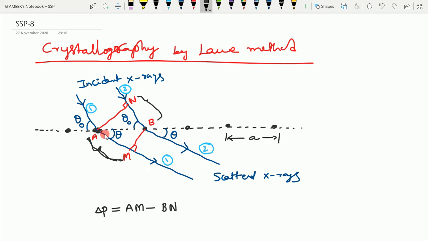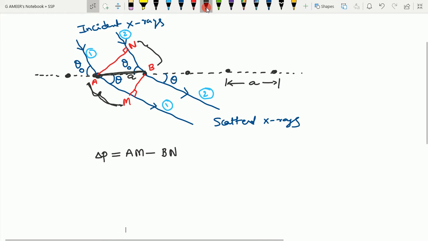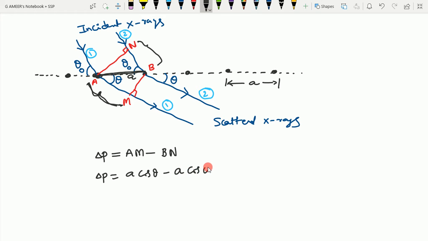Obviously I know this length, which is A. Applying cos theta, I get the path difference delta P: AM is A cos theta, and BN is A cos theta naught. So clearly the path difference delta P is equal to, if I take A common, or otherwise do one thing.